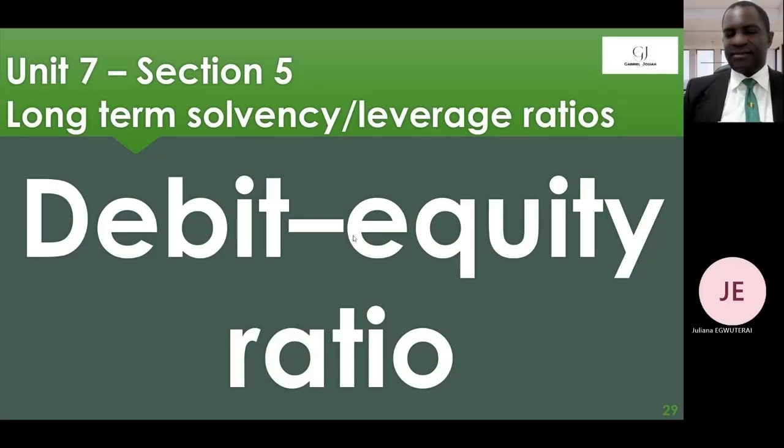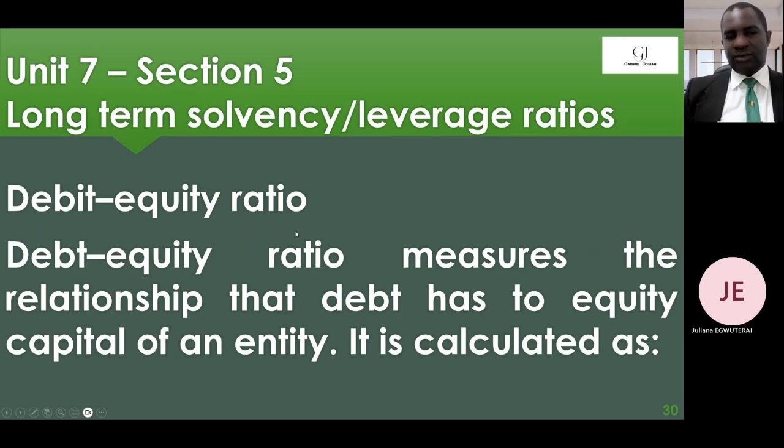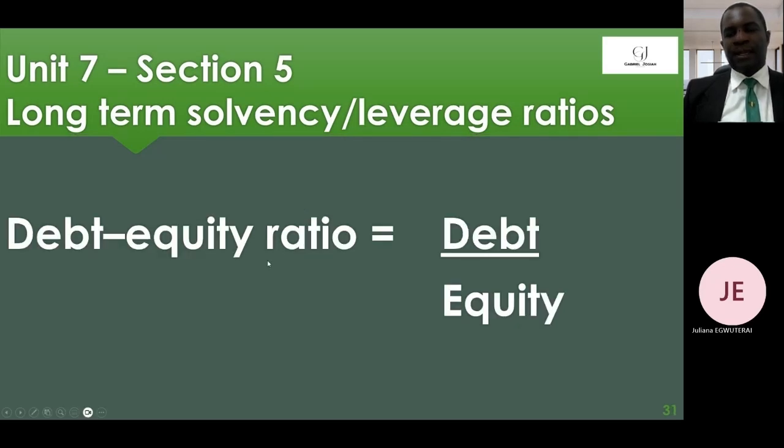Looking at debt to equity, after the gearing, I think the other ones are simple, so we'll run a bit faster. The debt to equity ratio measures the relationship between debt and the equity capital of the entity. So we're looking at the difference between the debt element and the equity element of the company as a ratio. Just like we looked at debt to capital, this time we are just looking at debt to equity. It's calculated as total debt as the numerator, then equity as the denominator.